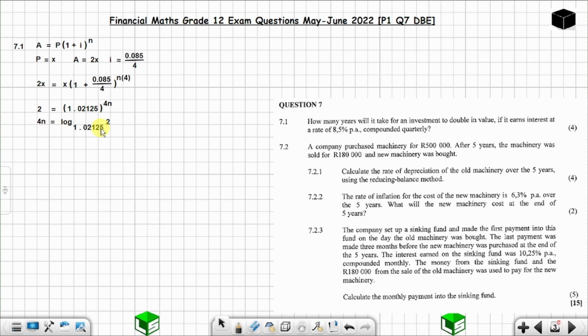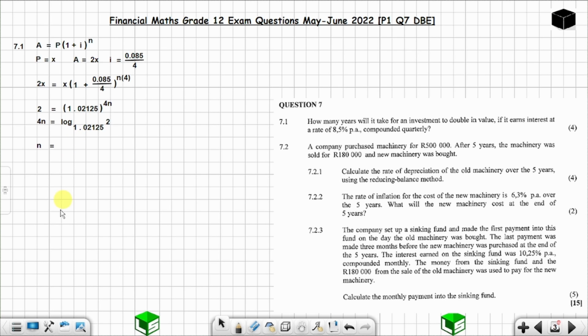Now you can see you have log of whatever you have on the other side of the equal sign, log of 2 to this base. What was written as a base, write it as a base. Now let's carry on. You are going to divide by 4 on both sides of the equal sign. When you divide by 4, you are going to have n. n is equal to this divided by 4.